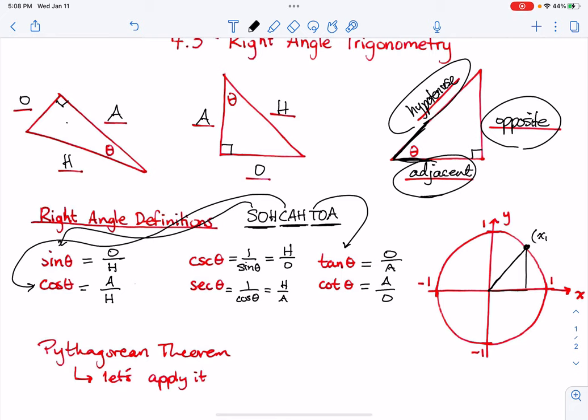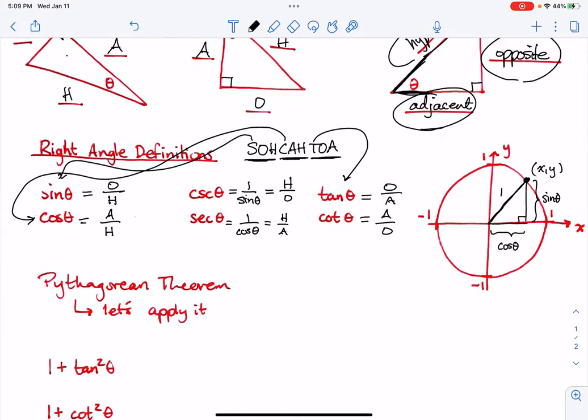Right, so we have this point (x, y), and we saw that x, this distance, is cosine of theta. And we also saw that this distance over here is sine of theta. Now, because this hypotenuse is the radius of the unit circle, it has to have a length of 1. And this is a right triangle. If you know that, you can already get a free trigonometric identity without hardly any work. As long as you know the Pythagorean theorem, you already have a trig identity.